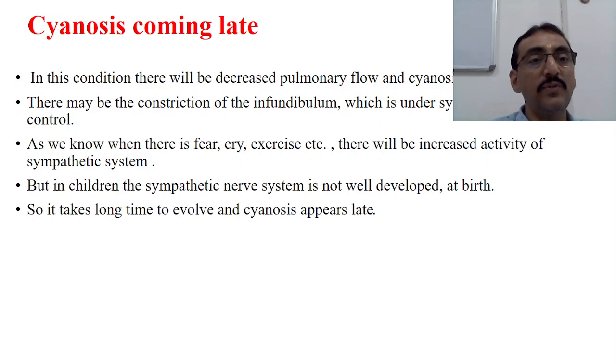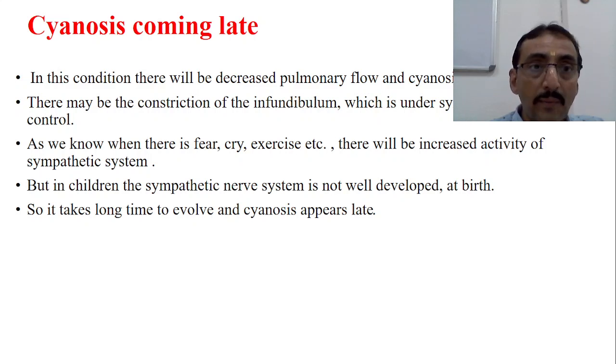Now, first we'll discuss cyanosis coming late. In this condition, there will be decreased pulmonary flow and cyanosis appears very late. There may be constriction of the infundibulum, which is under sympathetic nerve control. The infundibulum is an area present in the right heart, where the pulmonary trunk actually starts. That particular area is made up of many muscles, and it is under the control of sympathetic nerves.